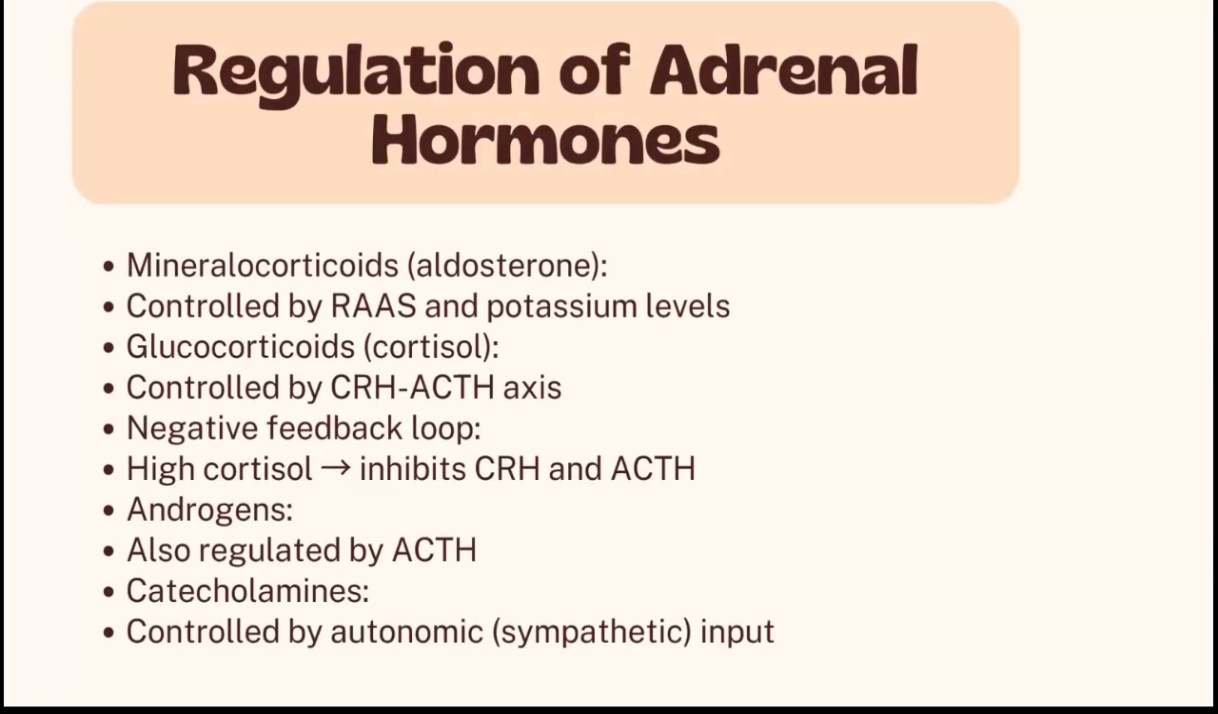As for the regulation of these hormones, each group is regulated differently. Aldosterone is regulated by RAS and potassium. Cortisol and androgens are controlled by ACTH, and catecholamines are released by neural input from the sympathetic system.